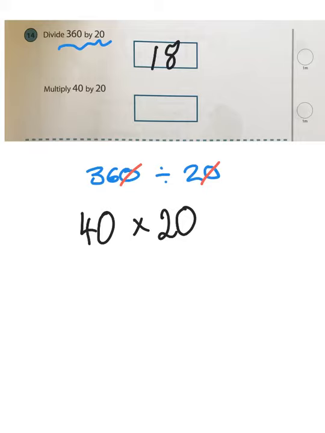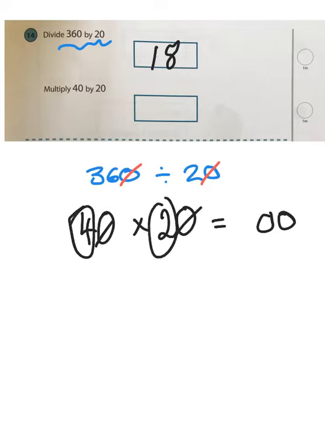What you can do with this one, how many zeros have we got? 2. What you can do is you can cancel them out, but you have to put them into your answer. So you put both the zeros in your answer. Now you're left with 4 times 2. 8. Don't make the silly mistake of adding it when it's a multiply. 4 lots of 2. 40 multiplied by 20 is 800.